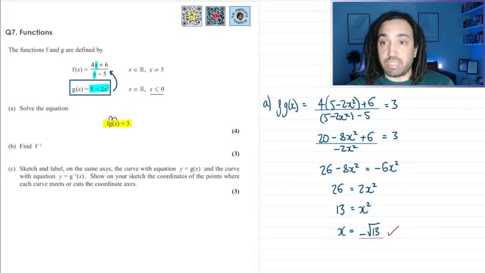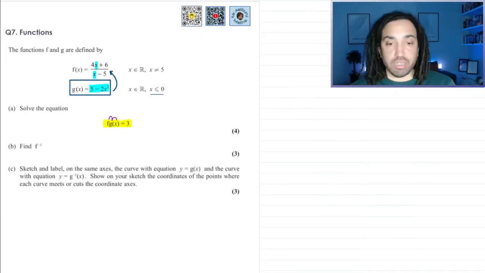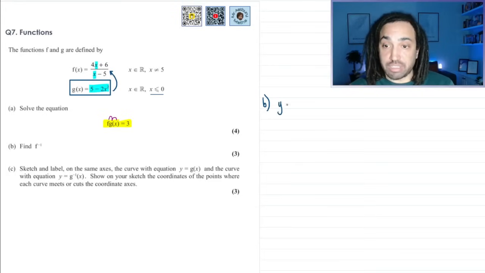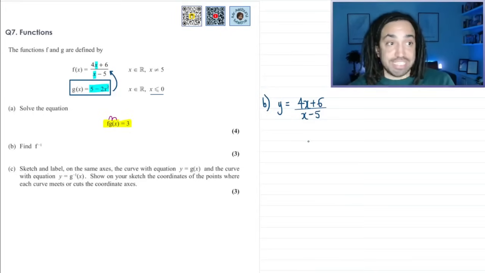Okay, brilliant. So let's get some more space and we'll do part B. Okay, so it says find the inverse function of f. So what we need to do for that is we're going to need to write it out as y equals 4x plus 6 all over x minus 5. And then we are going to swap the x's for y.